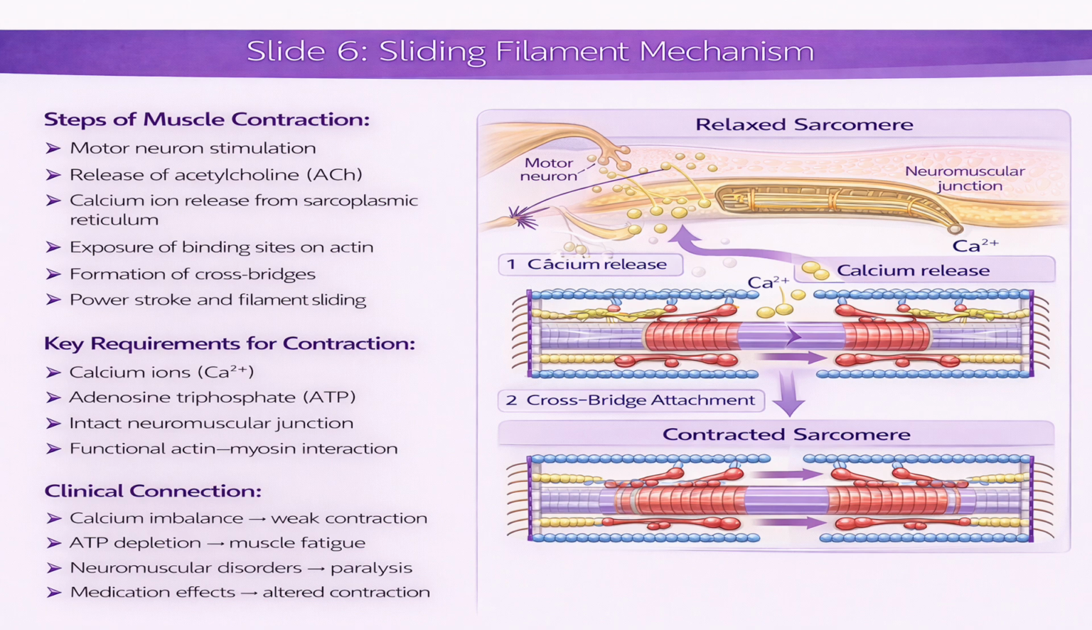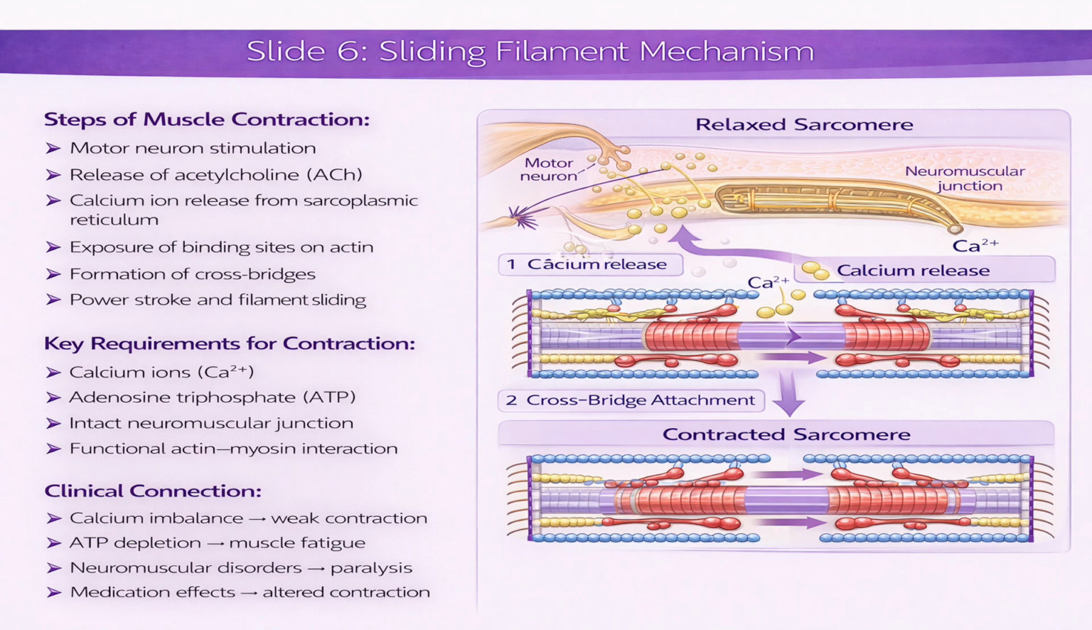Skeletal muscle contraction occurs through a coordinated process known as the sliding filament mechanism, in which thin and thick filaments slide past one another to shorten the sarcomere and generate force. This process begins when a motor neuron releases acetylcholine at the neuromuscular junction, triggering an electrical impulse along the muscle fiber membranes. This impulse stimulates the sarcoplasmic reticulum to release calcium ions into the cytoplasm.